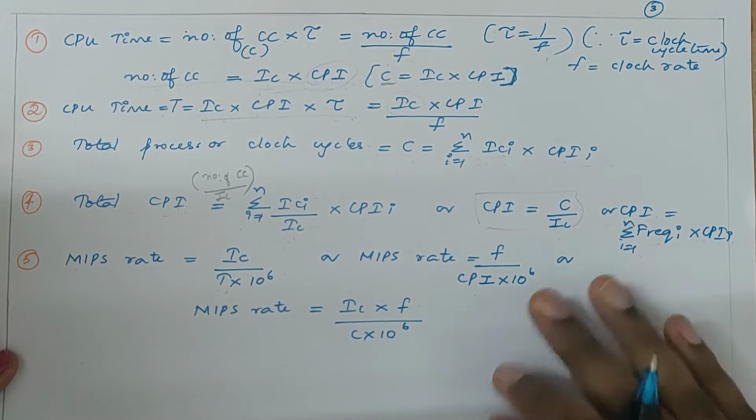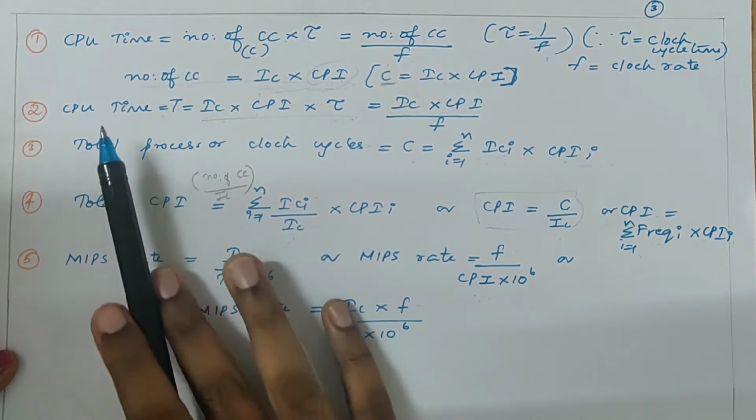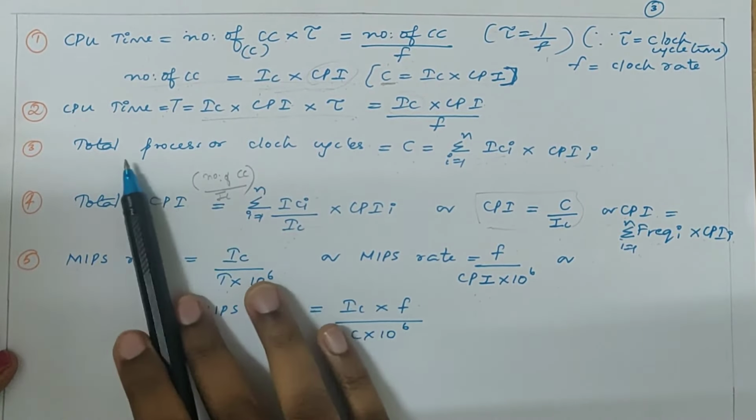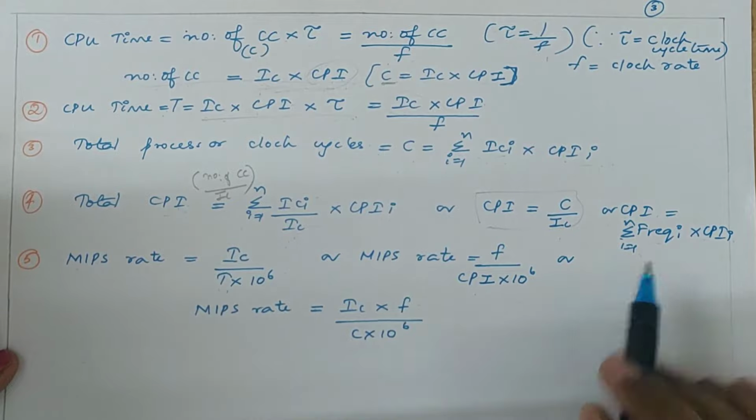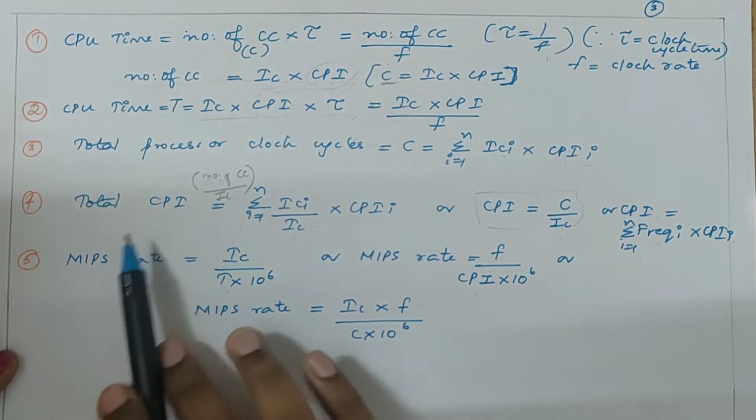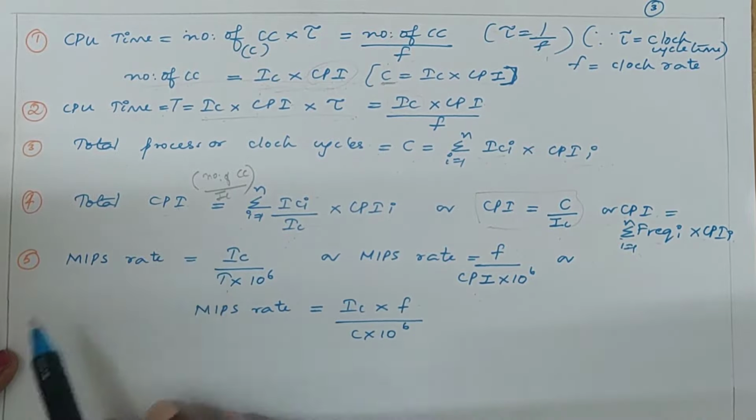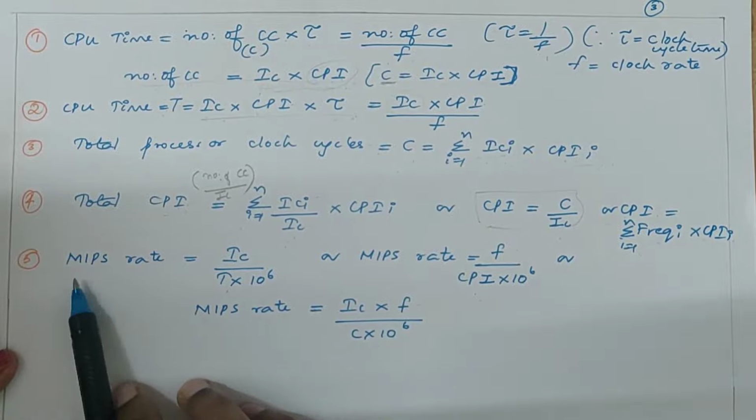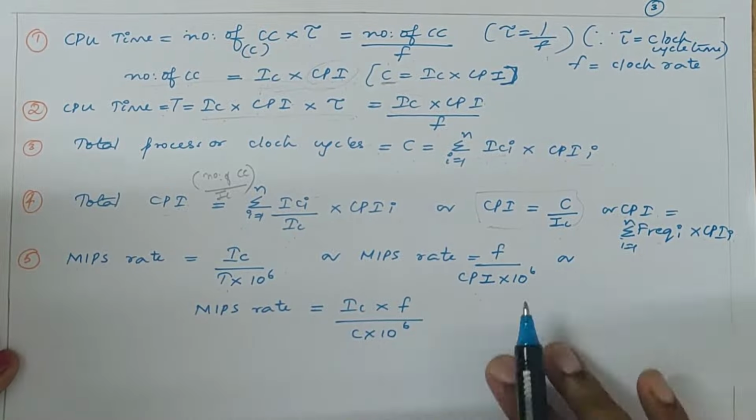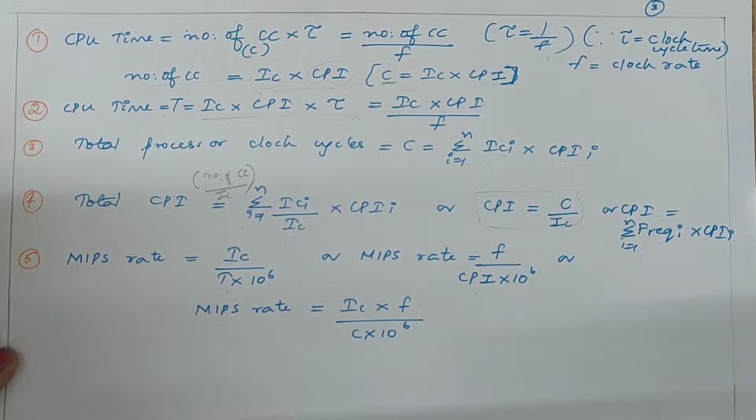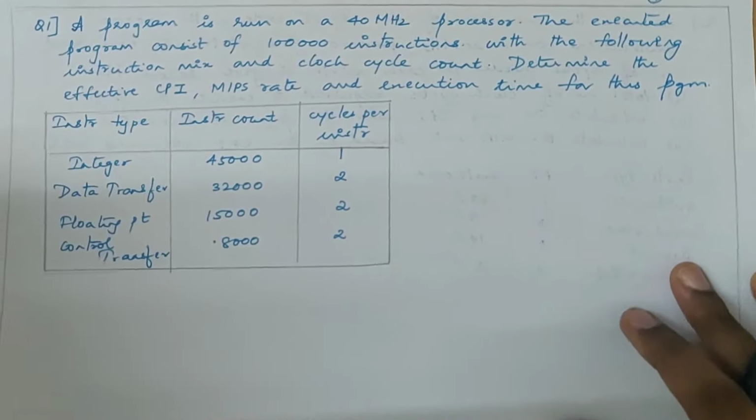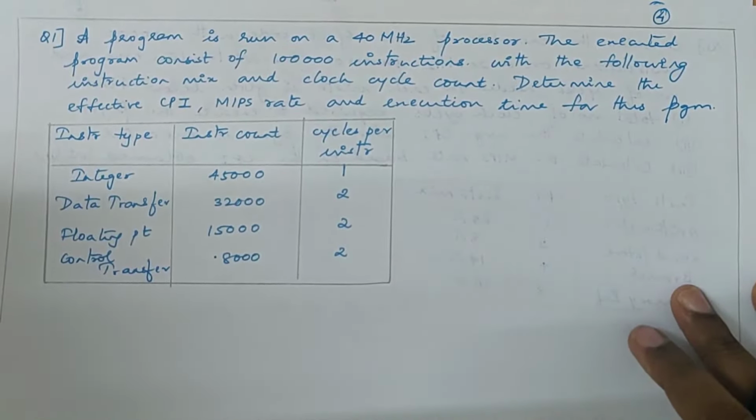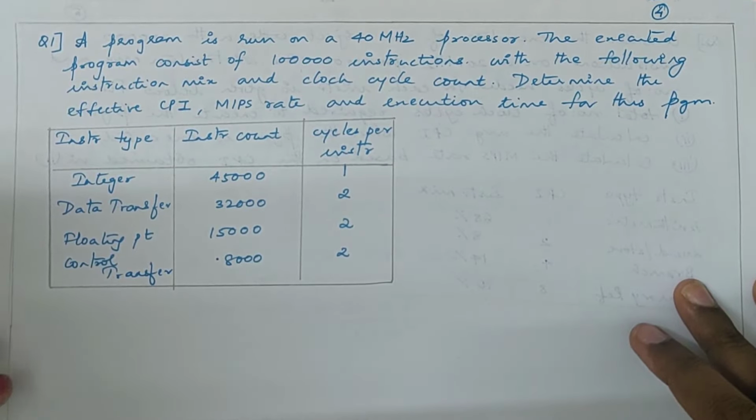So this is a quick recap. The various parameters we have: CPU execution time, then we have the total number of processor clock cycles, we have the clock cycles per instruction CPI parameter, and MIPS, million instructions per second. So these are the various formulas for that. Now let us look at a numerical based on these parameters in order to find out the performance.